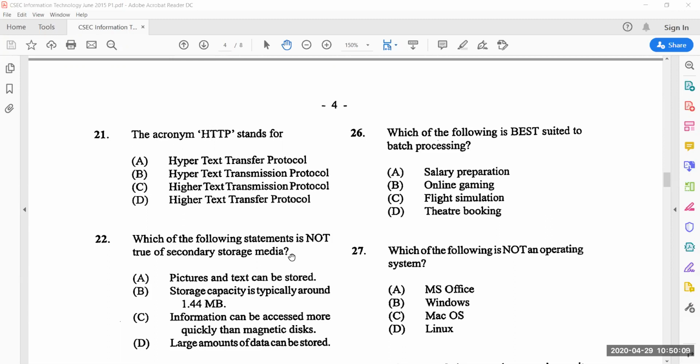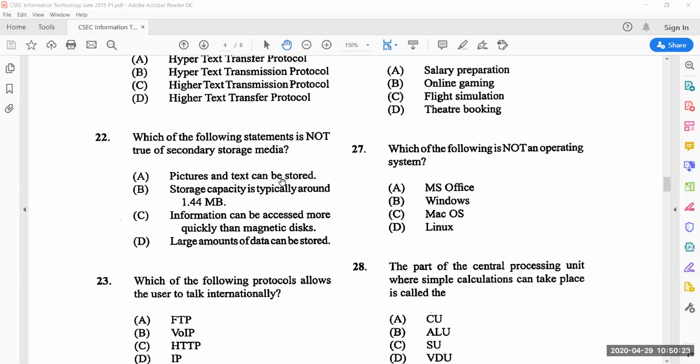The acronym HTTP stands for what? Yes, the Hypertext Transfer Protocol. Number 22, which of the following statements is not true of secondary storage media? The answer is B, because secondary storage media is like hard drive, flash drive, and them, they have a large capacity. Yes, so large amounts of data can be stored.